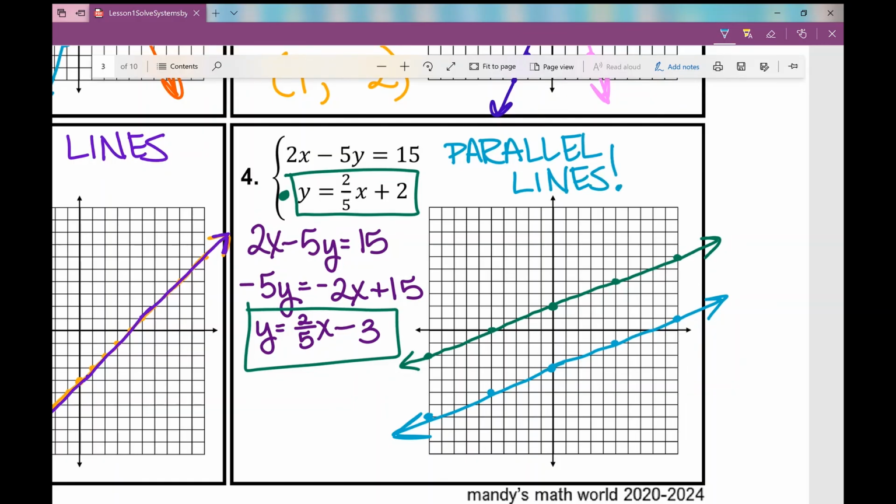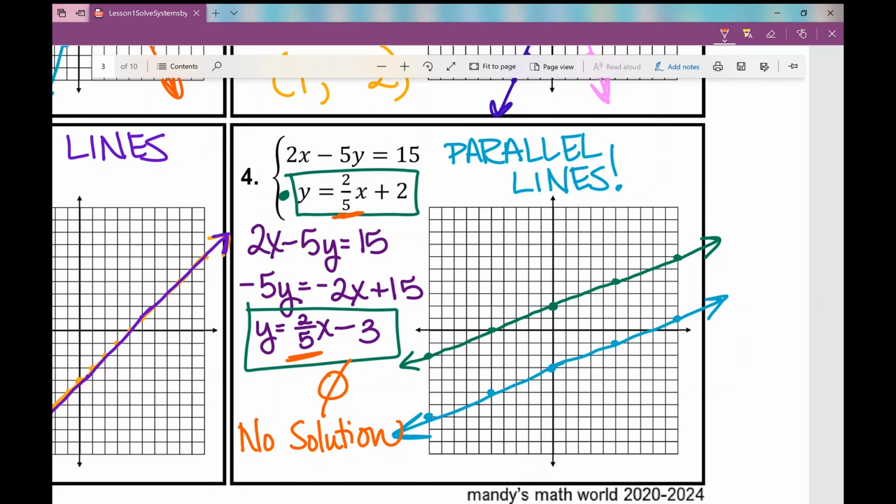When you're given your equations, how could you see before you even graph these that they are parallel lines? They have the same slope, 2/5, 2/5, but they have different y-intercepts. If they had the same y-intercept, it'd be the same exact line. But now these are just parallel, which means they will never, ever, ever intersect. So my solution is no solution.